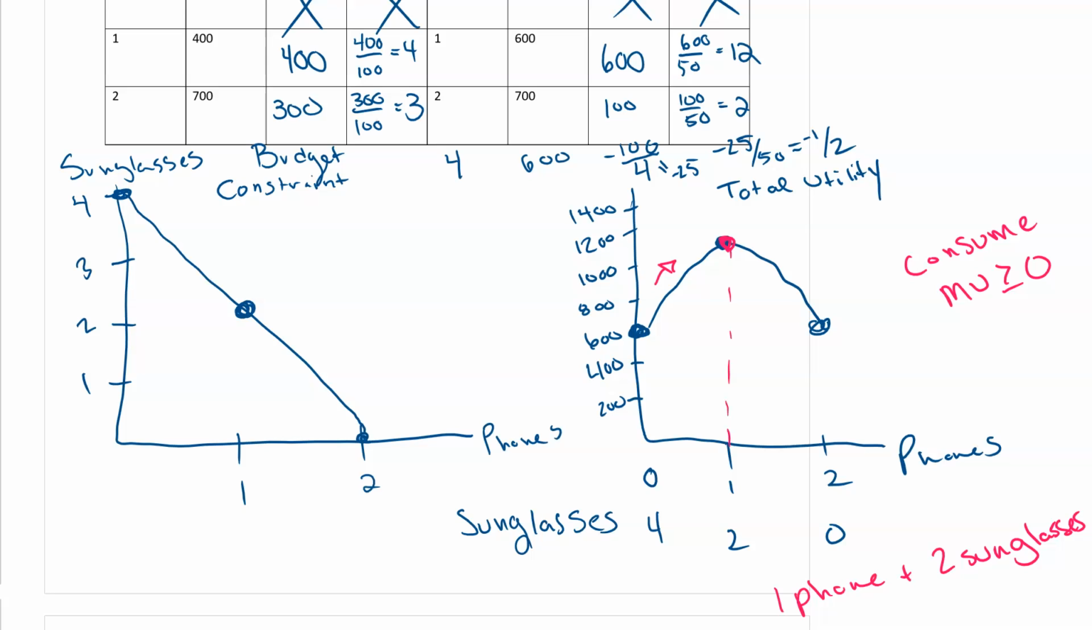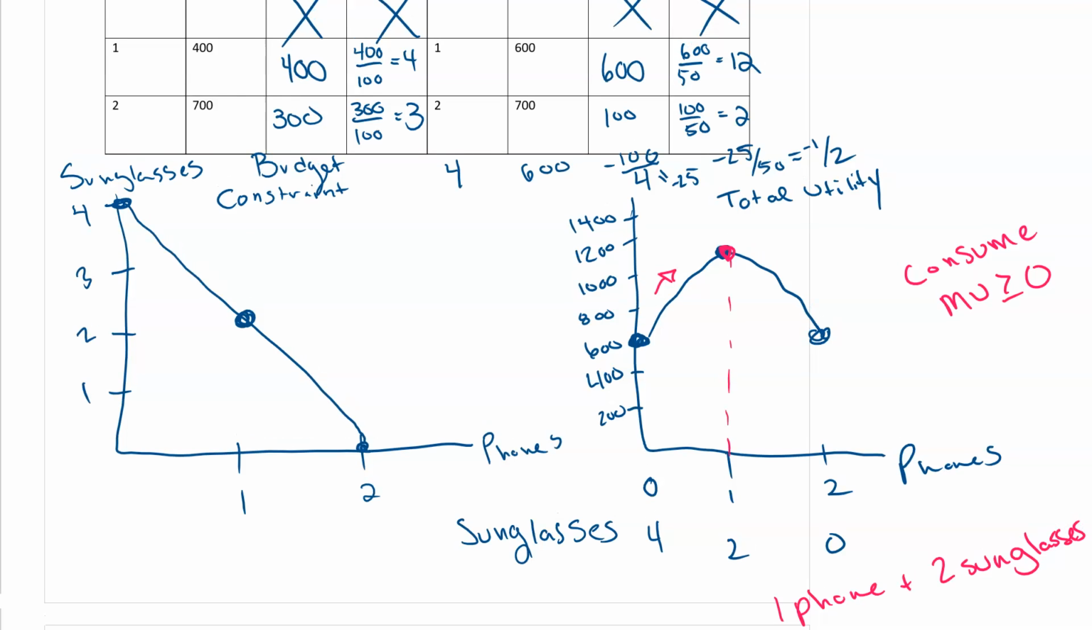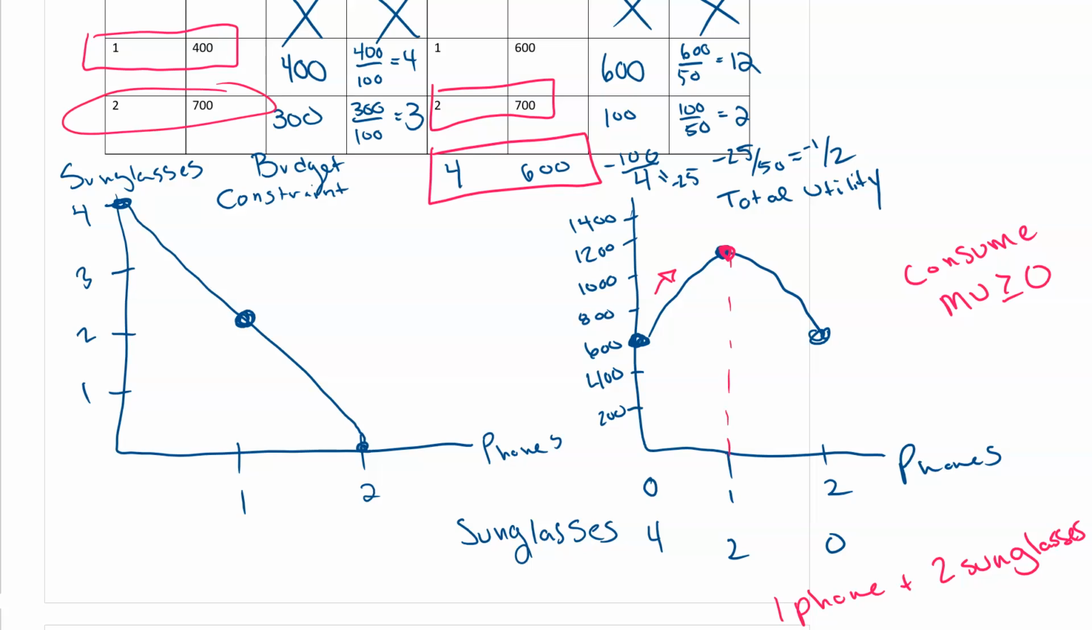Then this total utility graph we get by looking at those combinations. So if we have 0 phones and 4 sunglasses, that would be right here, the 600. If we have 1 phone and 2 sunglasses, 1 phone's utility is 400, and 2 sunglasses is 700. Taken together is 1100. And then if we have no sunglasses and 2 phones, we're looking right here, and that's the 700. We're going to consume at the last spot our utility is increasing, so greater than or equal to 0, and that would be at 1. So we've got a consumption bundle of 1 phone and 2 sunglasses.